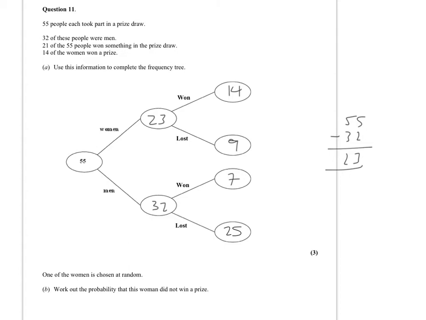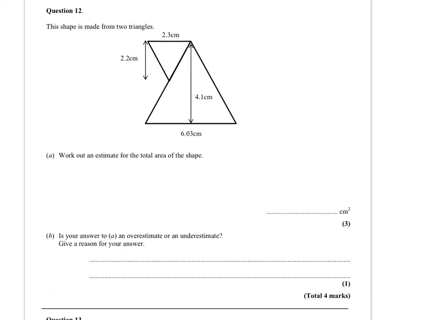Going on to part B, it says one of the women is chosen at random. Work out the probability that this woman did not win a prize. Well, how many women are there? There were 23 women, and the probability that she did not win a prize is 9 out of the 23, because 9 women out of the 23 didn't win, 14 out of 23 did win, so our probability is 9 out of 23.